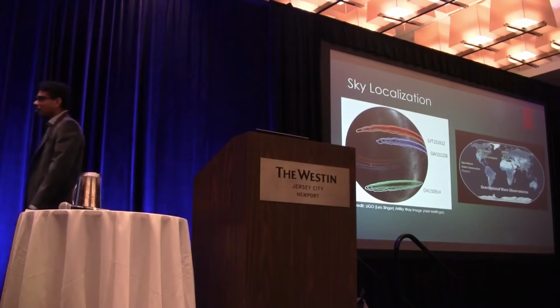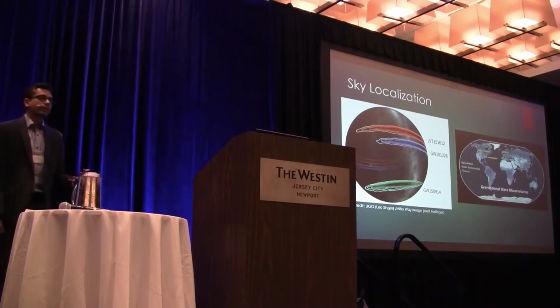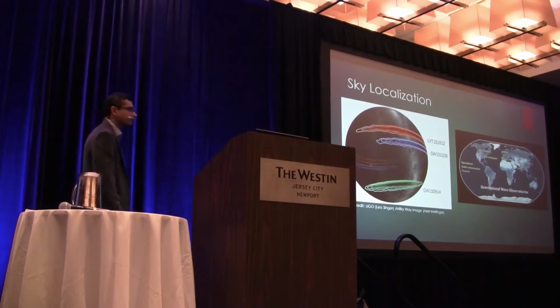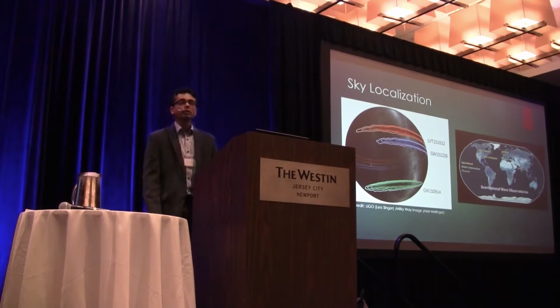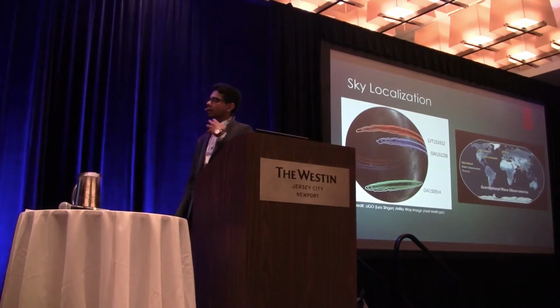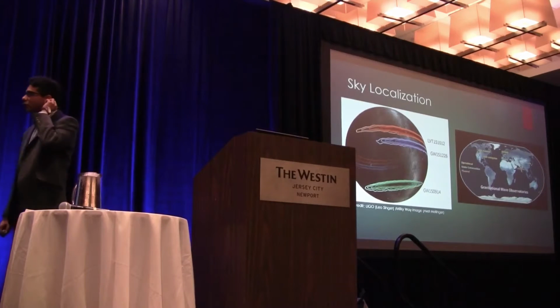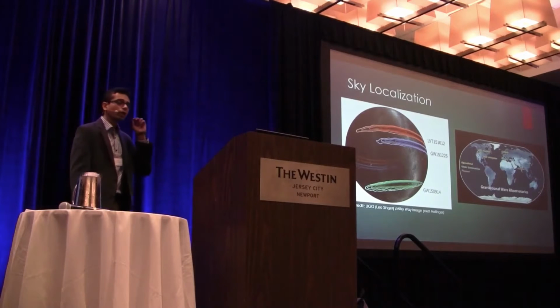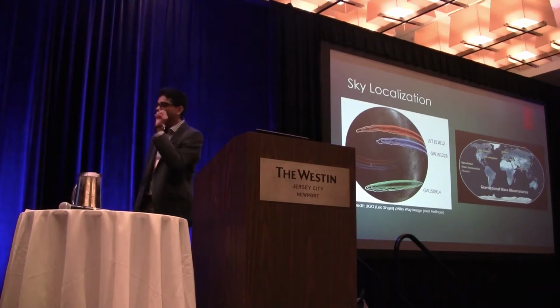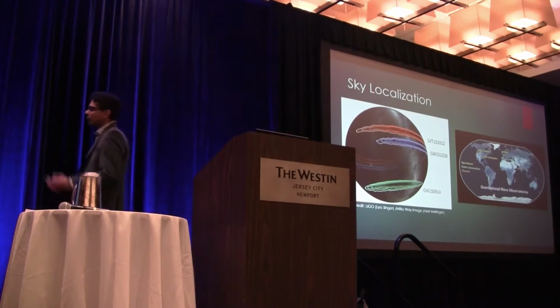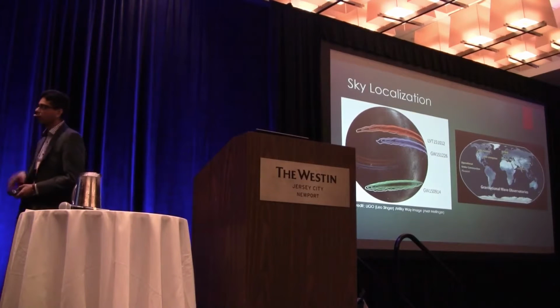Sky localization. So sky localization is extremely crucial. As I said, electromagnetic follow-up of the systems that are being detected by LIGO is extremely important, which means that we need to give the electromagnetic telescopes a location to look for. So if we can localize the sources very, very precisely, it's obviously going to be very helpful.